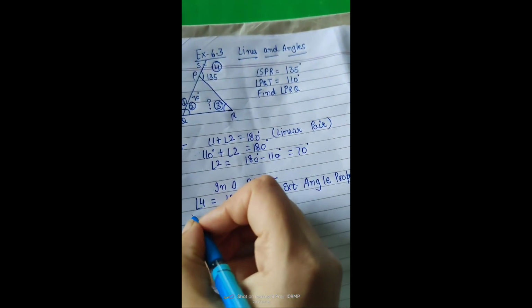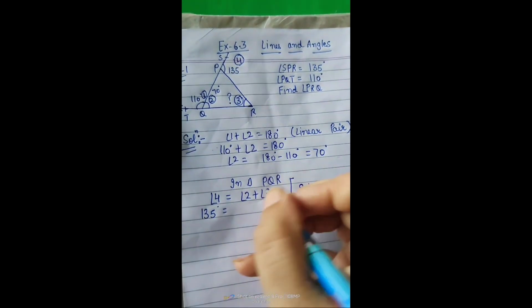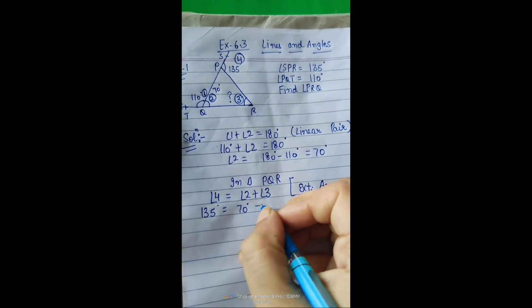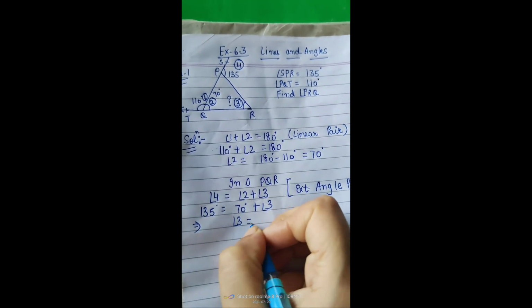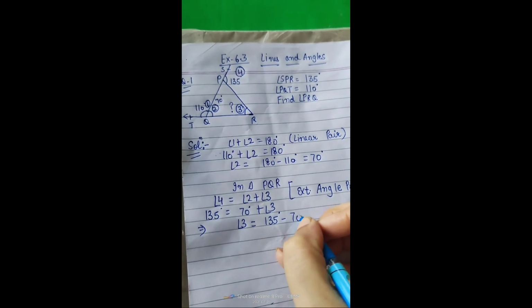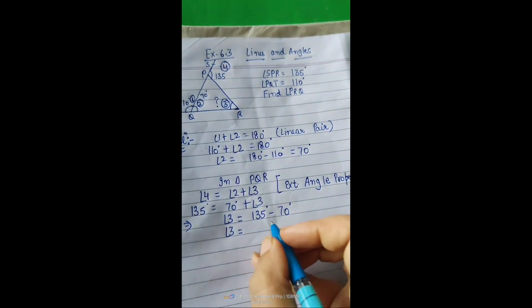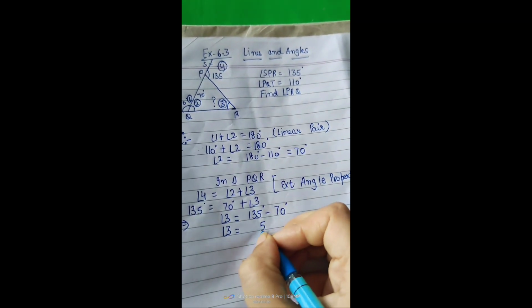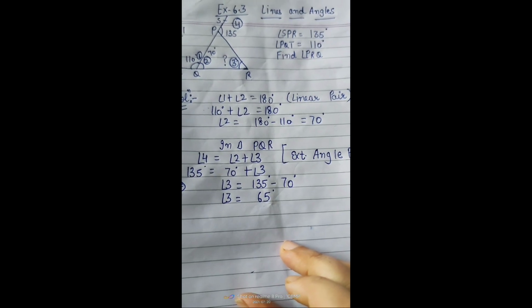So put the values here. 4 is 135, angle 2 we already got as 70, plus angle 3. So from here we get angle 3 is equal to 135 minus 70. So just do the subtraction. So angle 3 is 65.